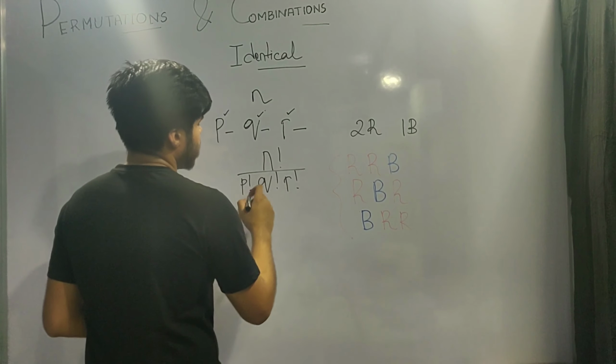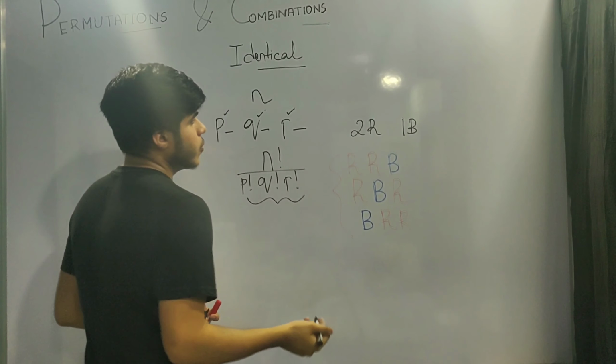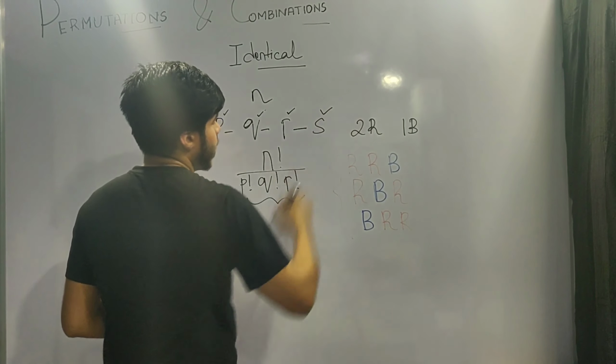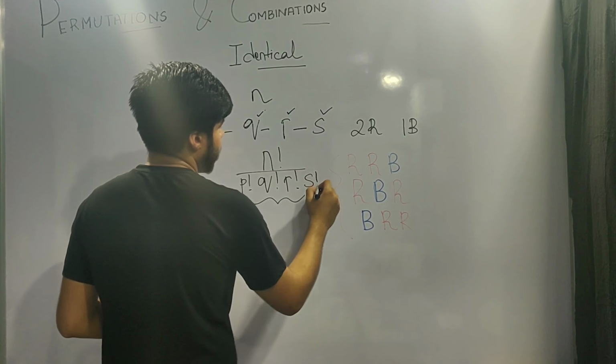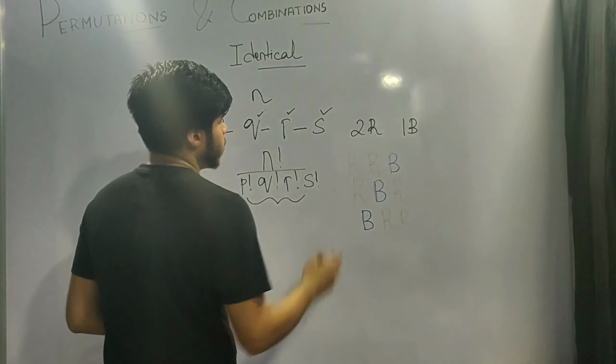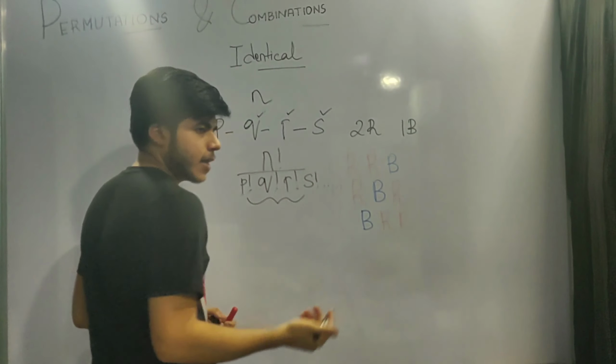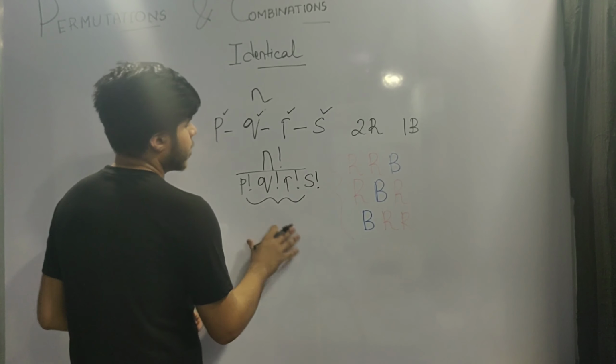Now this was for the three cases that we had. Suppose we had s of a fourth kind, then we will divide it by s factorial, and if there are any more, then we will continuously divide by those as well. Now we will put a question in this formula.